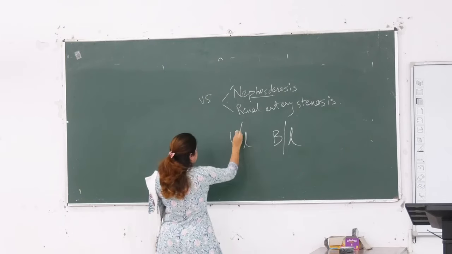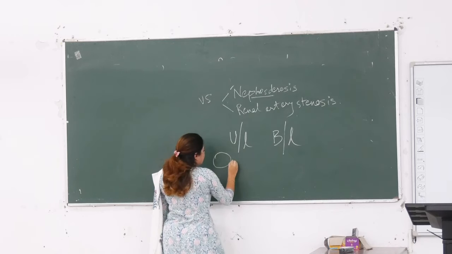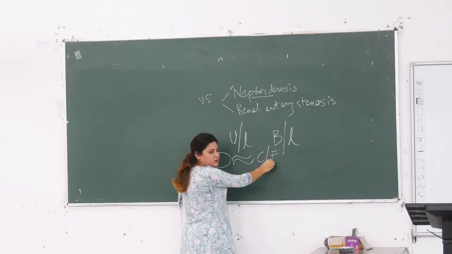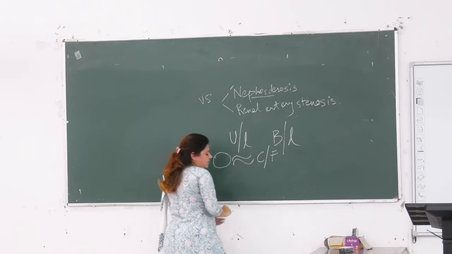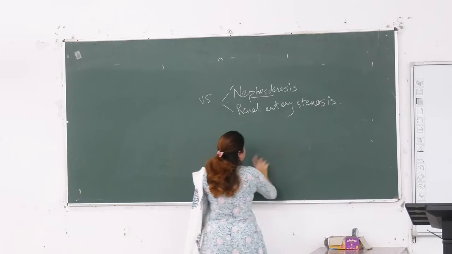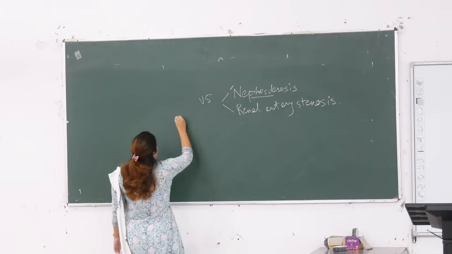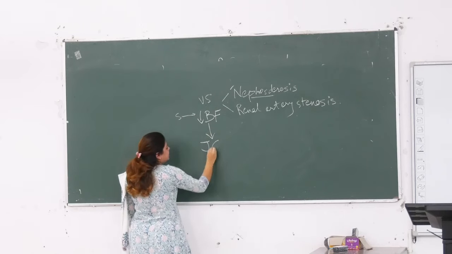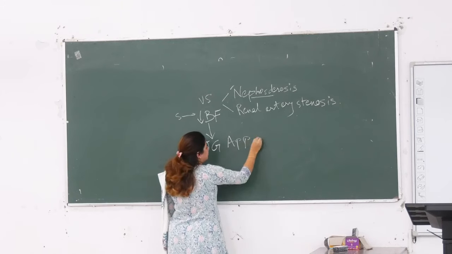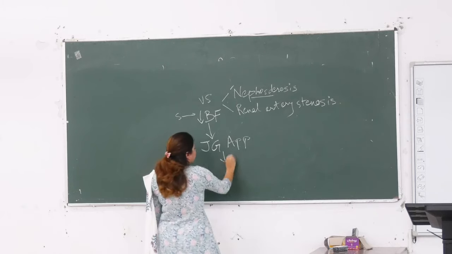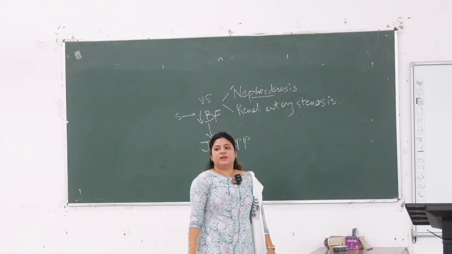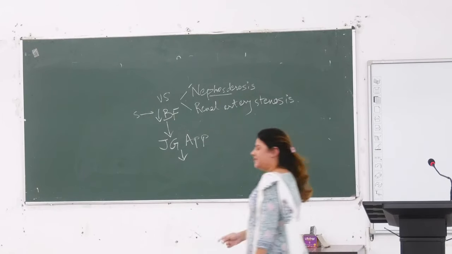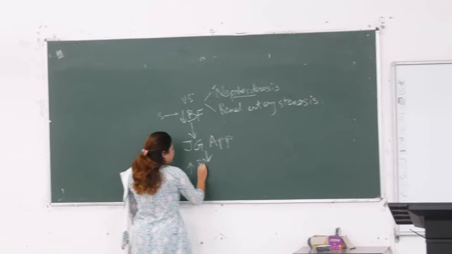and another. The more the stenosis, the more the hypertension. Genesis. So there is stenosis, decreased blood flow. This activates the JG apparatus. Juxtaglomerular cells are activated. What will they do? What do juxtaglomerular cells release? Renin. Increased renin.